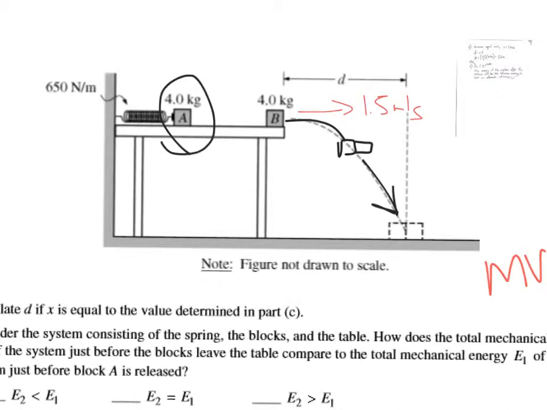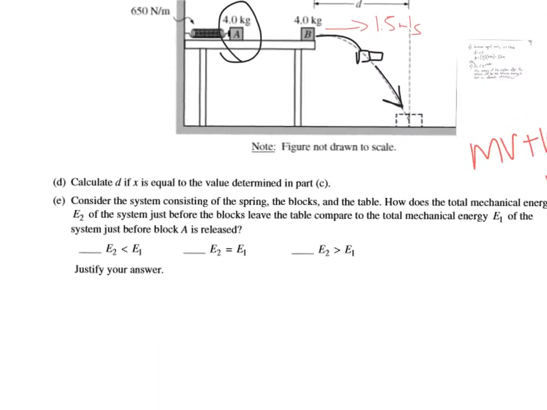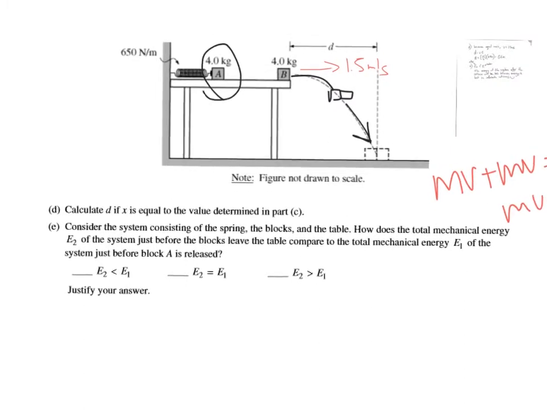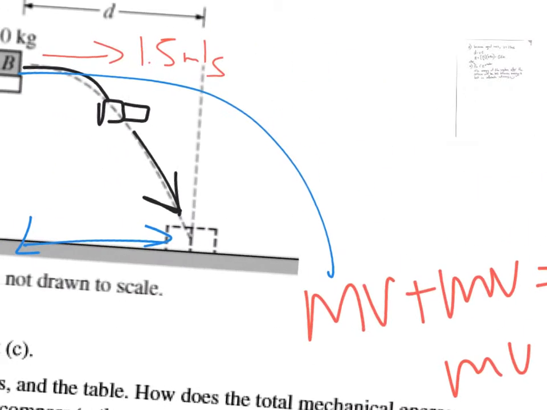So their speed, let's see, what does this actually ask us? Let's focus here. D, calculate D as if x is equal to, okay, so how far do they go? And we assume they're not going to go as far as the 1, and that's a good assumption.